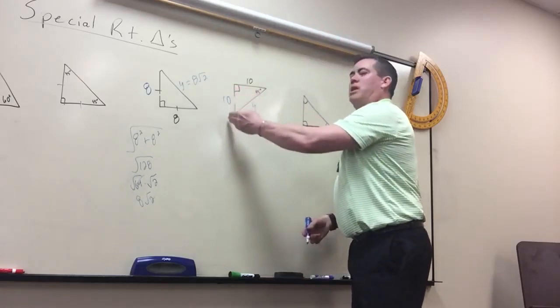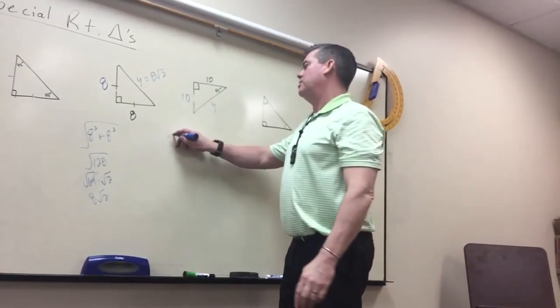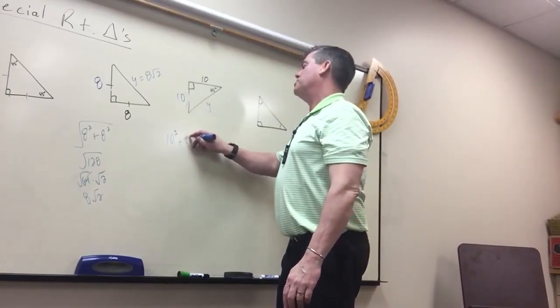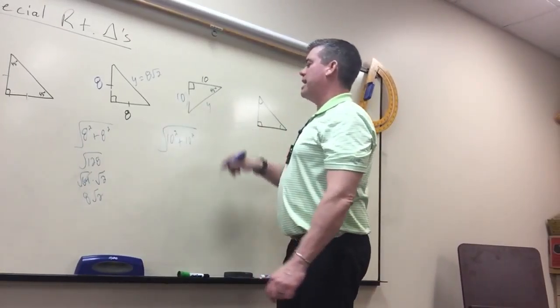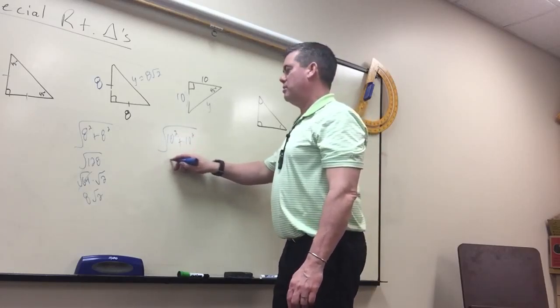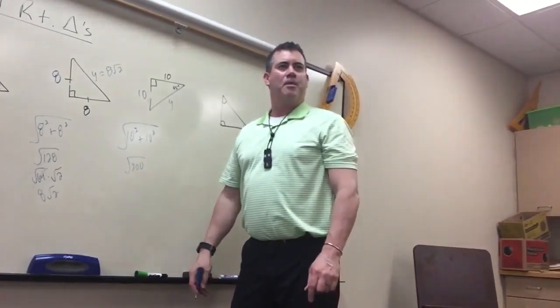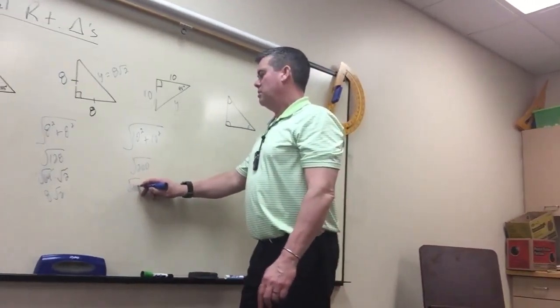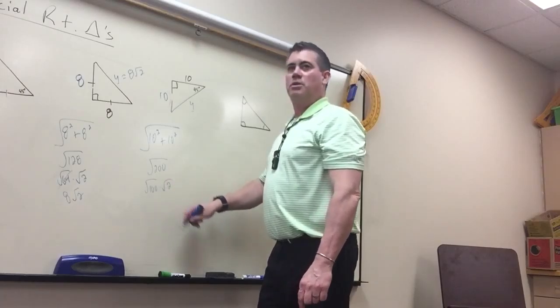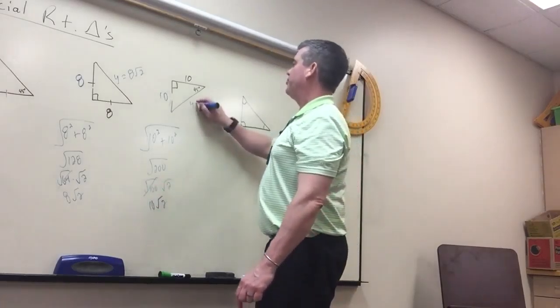So when I solve this one, we know that's 10 because that's 10, so using the Pythagorean theorem, 10 squared plus 10 squared, square rooted, will equal that. 10 squared and 10 squared is 200. What perfect square goes into 200? 100 times 2, which simplifies to 10 square roots of 2.